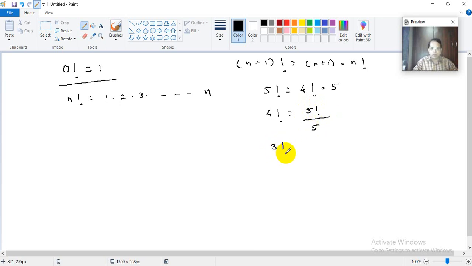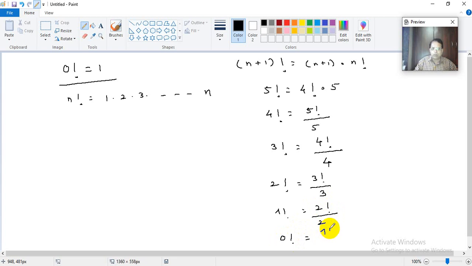I will get 3 factorial by dividing 4 factorial by 4. Right? Same story you continue. 2 factorial you will get dividing 3 factorial by 3. 1 factorial you will get dividing 2 factorial by 2. So 0 factorial now you will get dividing 1 factorial by 1. But 1 factorial is 1 upon 1 is 1. So this is 1. That is why 0 factorial is 1. This particular observation will help you to understand why 0 factorial is 1.